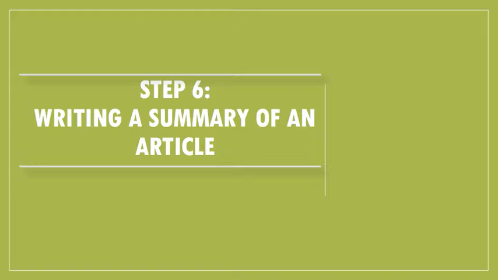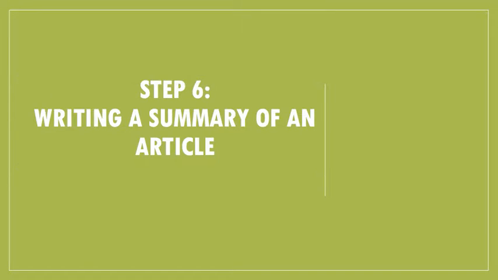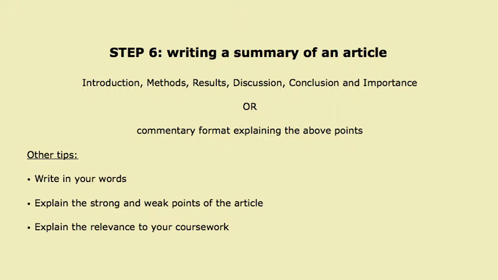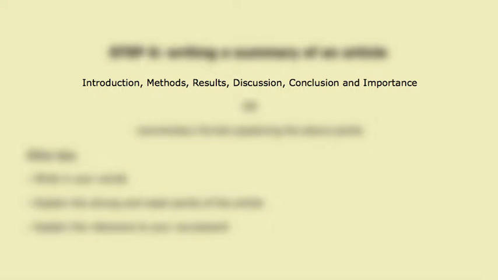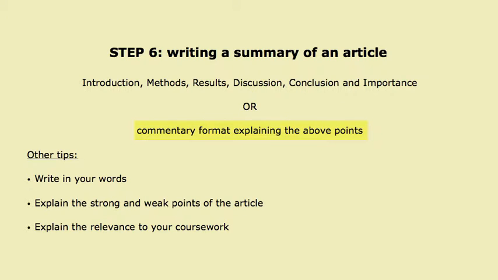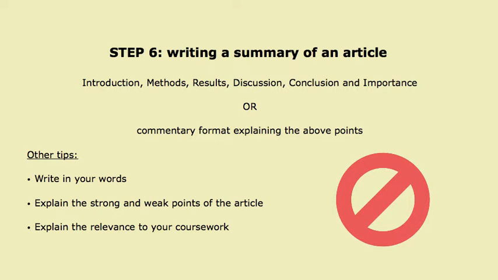Step 6. Writing a summary of an article. Now it's time for you to write a summary of an article. You can follow the headings: introduction, methods, results, discussion, conclusion, and importance. Or write a commentary without headings, but be sure to still explain the above points. It should be in your own words and not the author's. If you use direct quotes, make sure to note that for yourself so you don't accidentally plagiarize their work later.